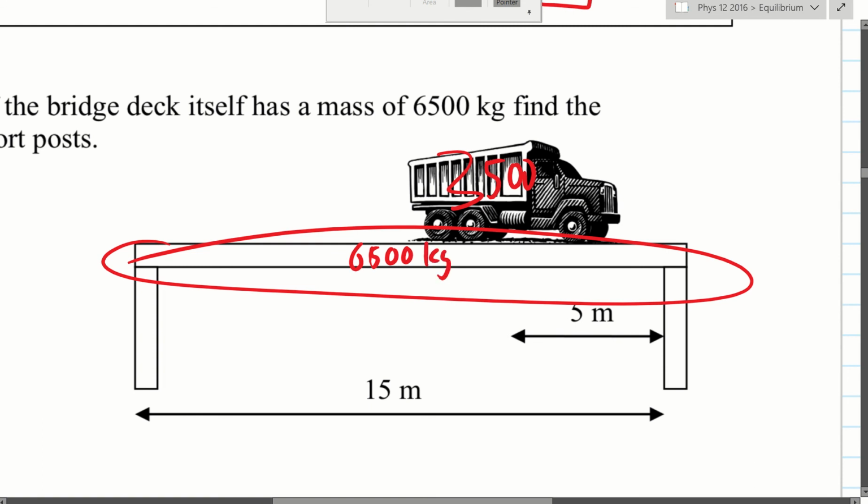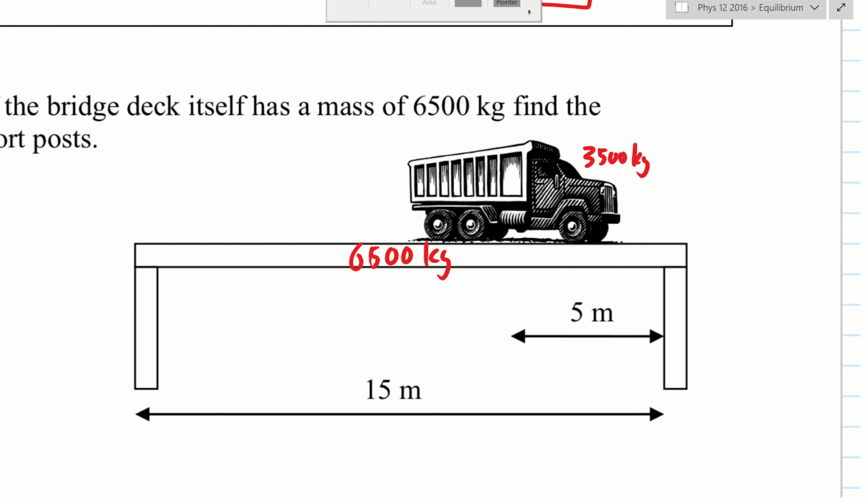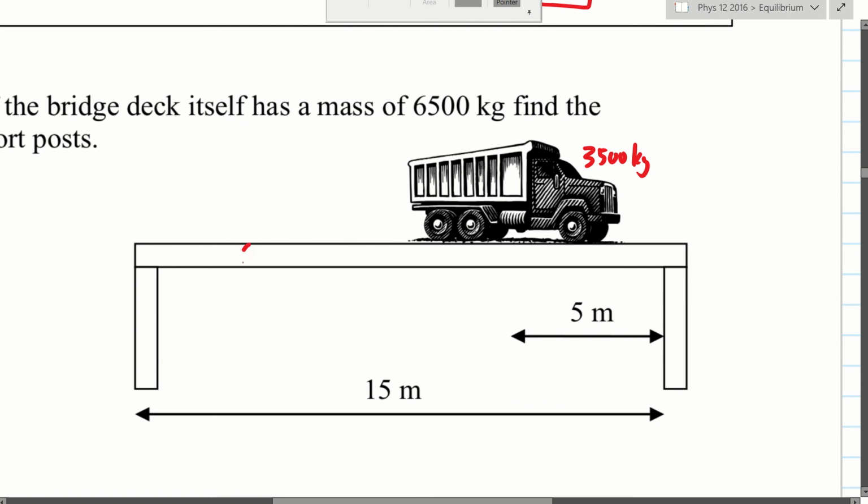So two objects in here. Okay, the beam has a mass. The truck also has a mass. The truck's mass is 3,500 kilograms, and the beam, whatever slab of concrete that this bridge is built on, also has a center of mass, which is 6,500 kilograms. So now let me draw the force of gravity. So the 6,500 kilograms. There you go. So we're going to assume that this is perfectly centered, completely uniform.